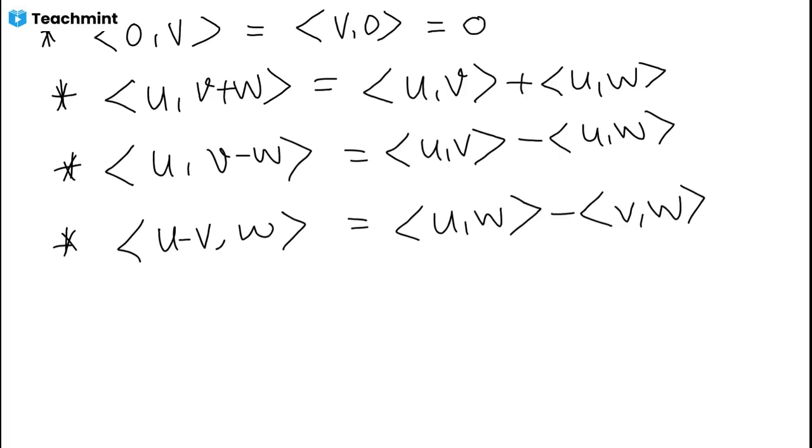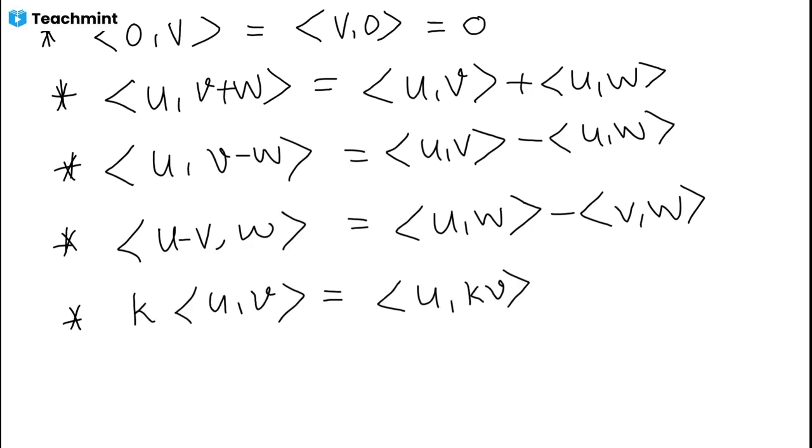And if any scalar is multiplied with u in the inner product of u and v, then we can express it as k into the inner product of u comma v. Got it? Yes, ma'am. Let me make note of this.